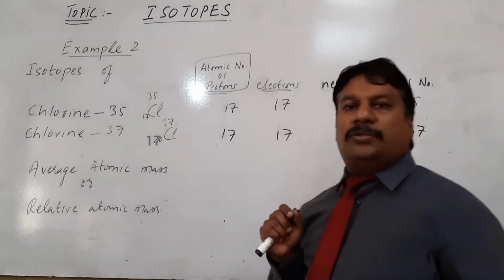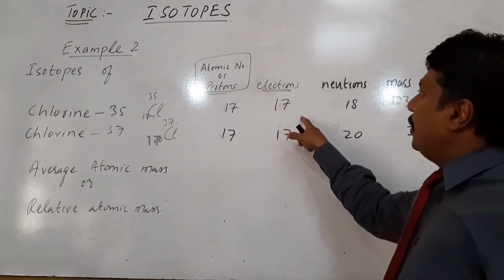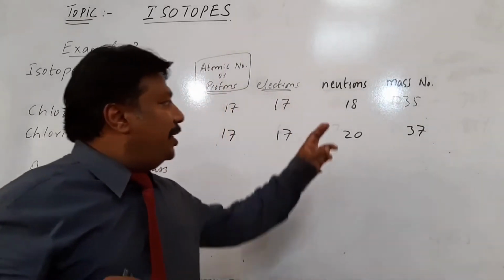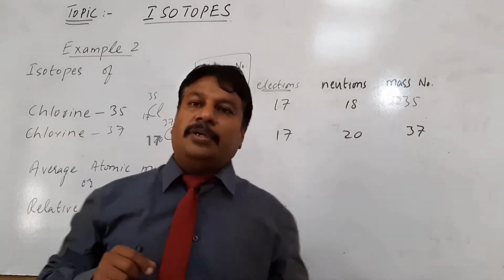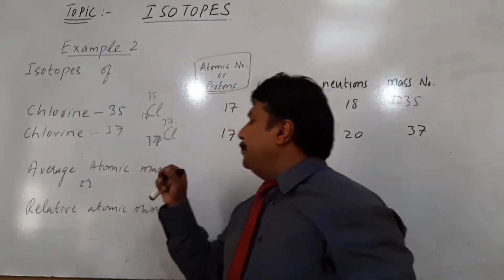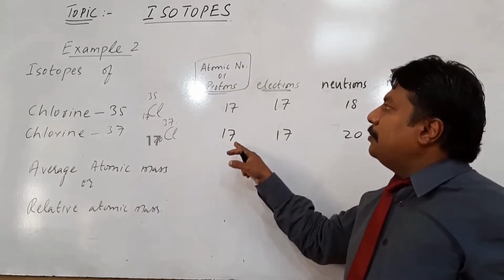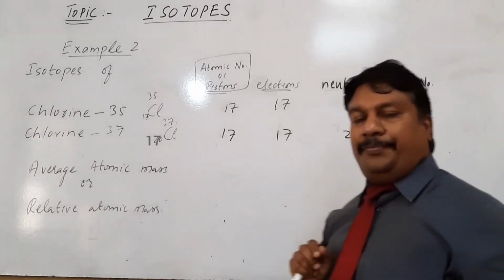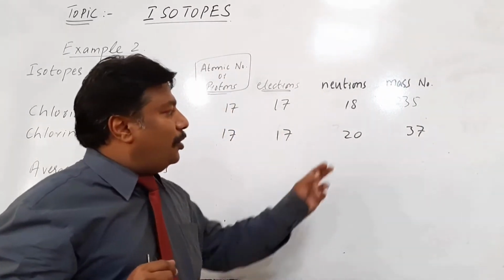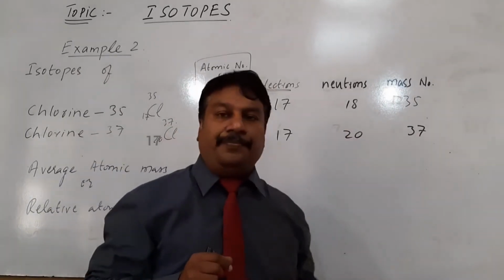Now this chlorine-35 has 17 protons, 17 electrons and 18 neutrons. So its mass number is 35. Whereas the chlorine-37 also has the same atomic number. Therefore its number of protons is 17, number of electrons is 17, whereas the number of neutrons here is 20. So it makes its mass number 37.